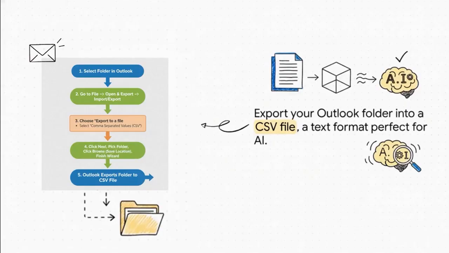As you can see from this little flowchart, it's just a few simple clicks in Outlook to save an entire folder as a comma-separated values file, or a CSV. Now, the reason we use a CSV is because it's a universal, super simple text format, which makes it incredibly easy for an AI like NotebookLM to read and understand everything perfectly.